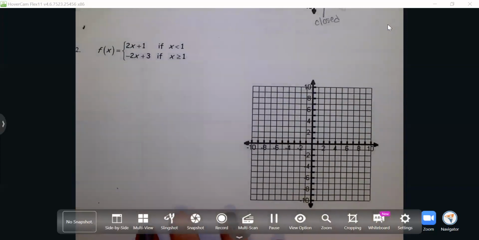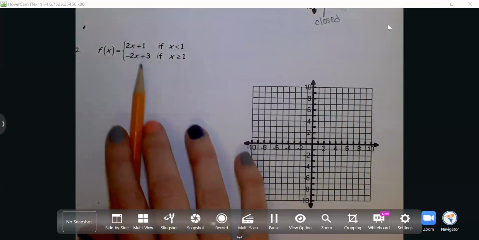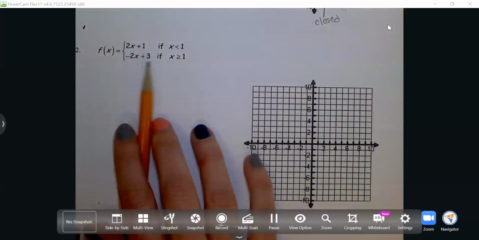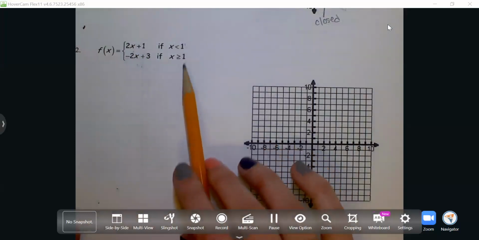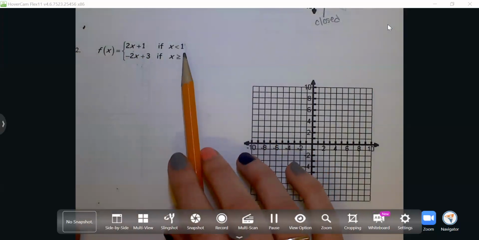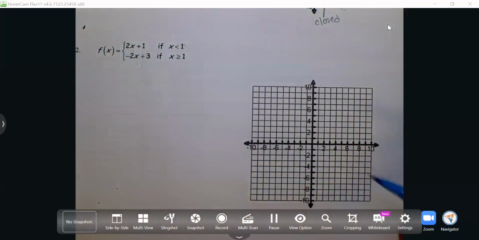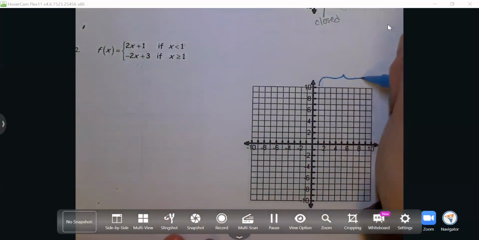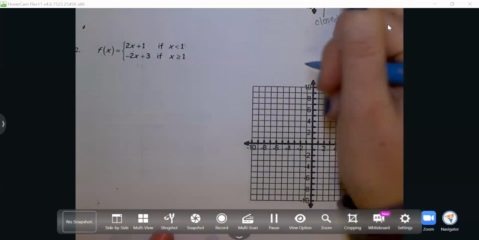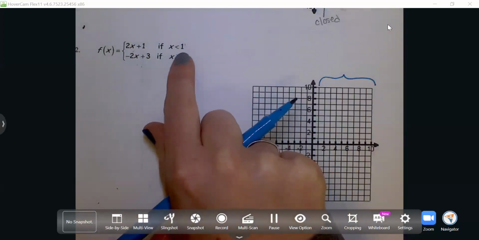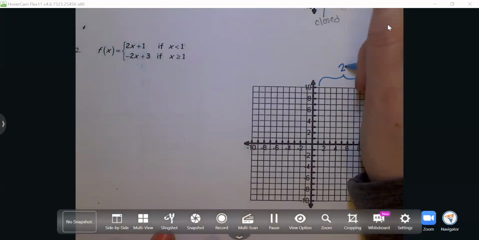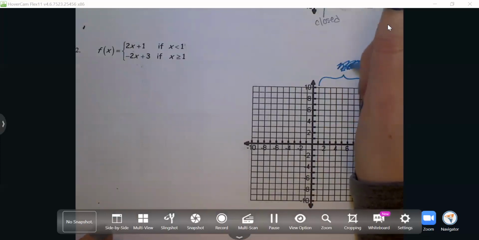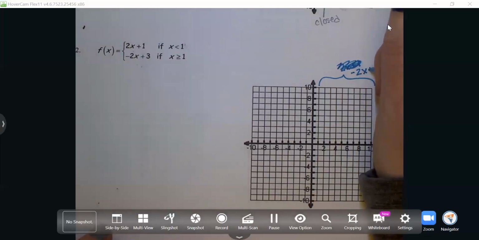Down below, again, I have these two different graphs. One that's 2x plus 1, -2x plus 3. The split happening on my piecewise function is happening at +1. So here at +1, I'm going to have my split. This side of my graph is going to be everything x is less than 1, which is going to be this 2x plus 1 part. Oh goodness, that's backwards. Negative 2x plus 3.